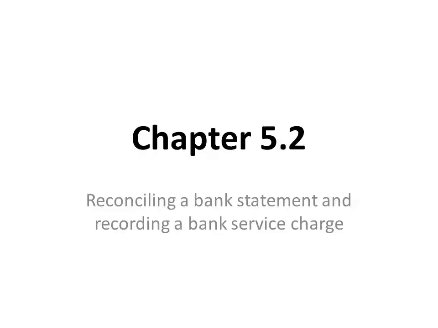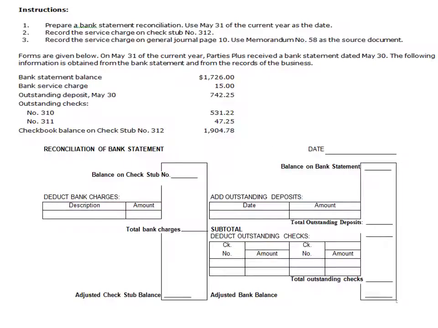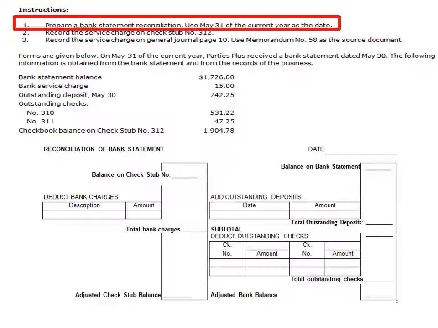And you know what? There also could be opportunities where you might have more money than you realize, or you might have less money than you realize. It's very important that you reconcile a bank statement. So what we're going to do is prepare a bank statement reconciliation. We're going to use May 31st of the current year as the date. So we're going to take May 31st, put a date over there. This is when we're going to do this.